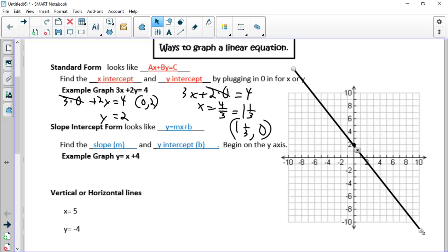Now we're going to be putting more than 1 on here, so you might want to use colored pencils, or a pencil and a pen or something like that. Even though normally I don't say pen, colored pencil would be better. So there's the line, 3x plus 2y equals 4.